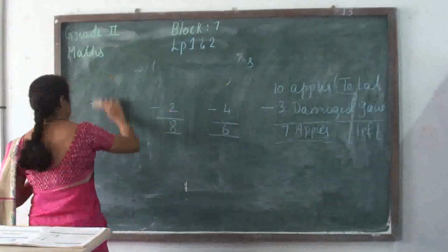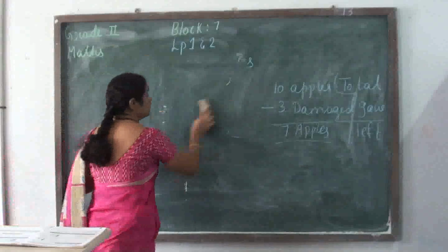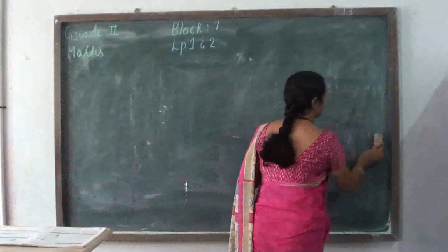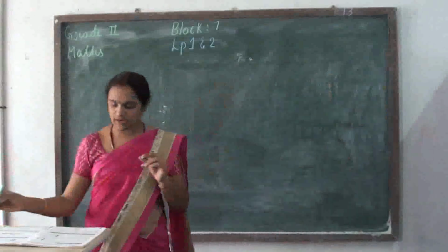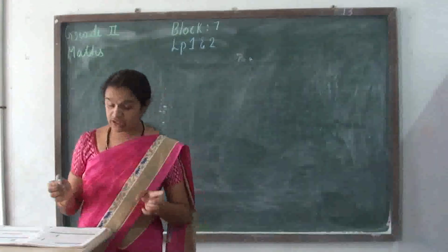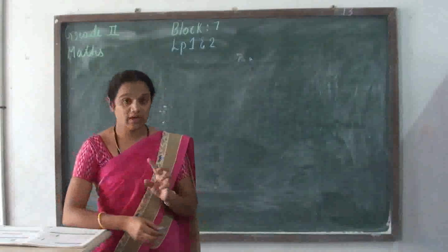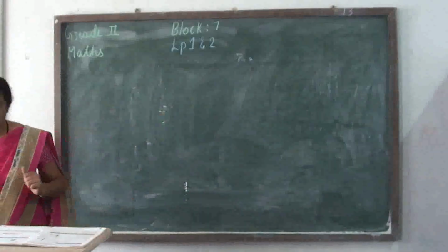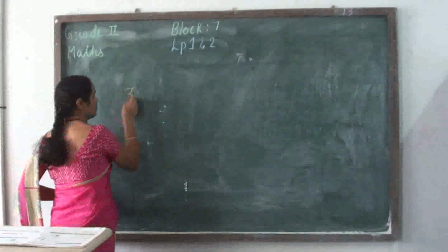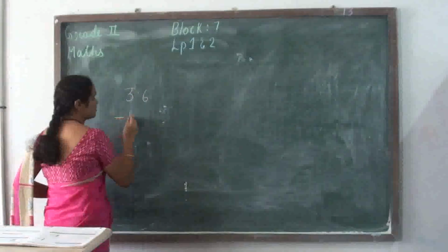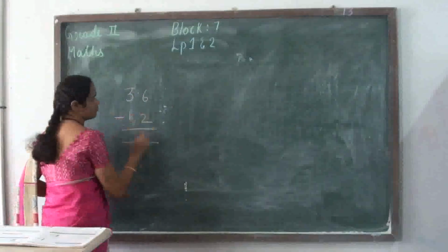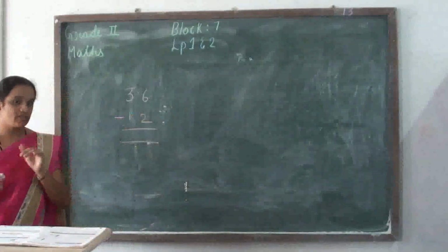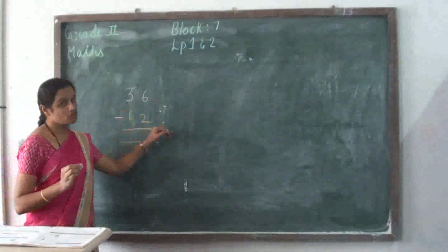Next come to LP2. This is also subtraction, but before we learned only within 10. Here we are going to subtract with 1 digit to 2 digit, but here I am taking 2-digit subtraction. Okay, see here. 36 minus 12. Till now you have done 2-digit plus 1-digit, but here 2-digit and 2-digit.